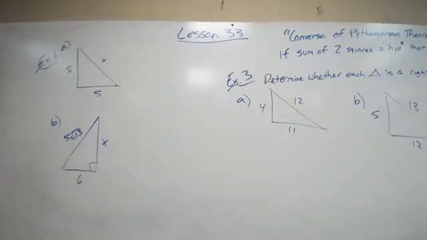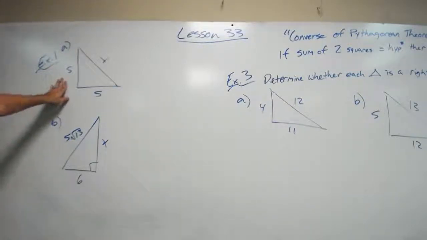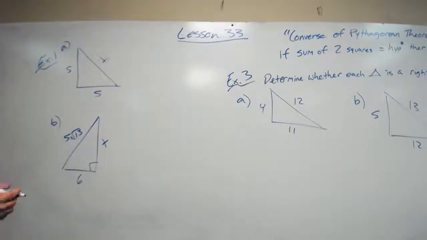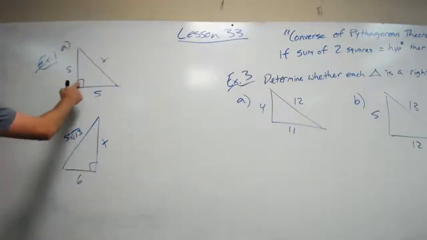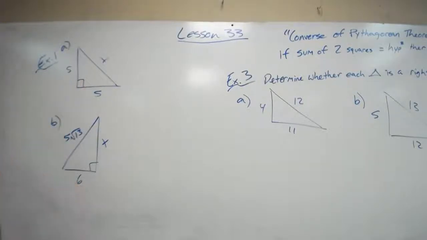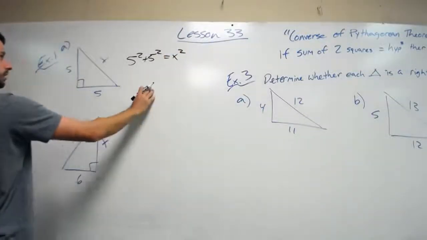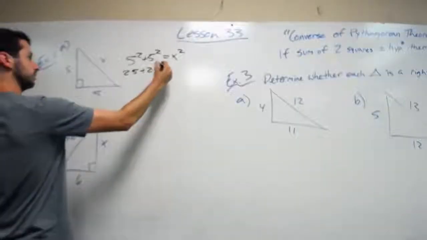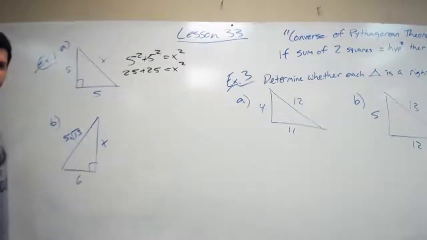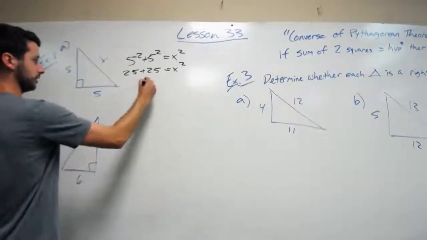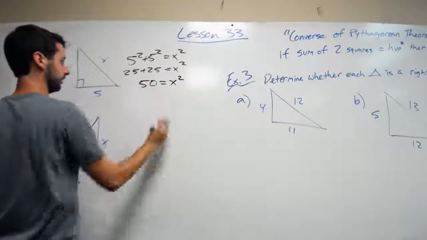We're going to look at a few different concepts and expand on the Pythagorean theorem in lesson 33. The first one, I want to refresh on simplifying the radical and then add one step to it. If we're solving example 1a, it says simplify the radical, and we know it's a right triangle because of the right angle sign, we can do 5 squared plus 5 squared equals x squared. We get 25 plus 25 equals x squared, and add those together for 50 equals x squared.